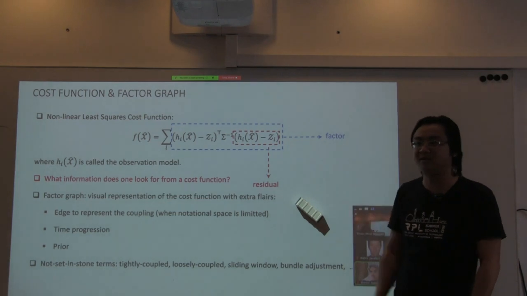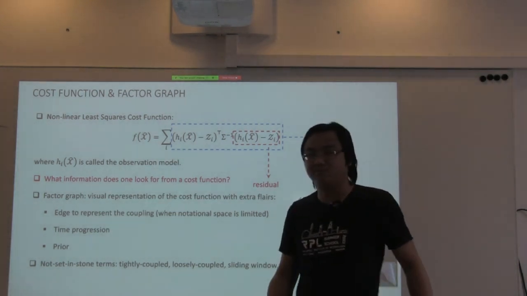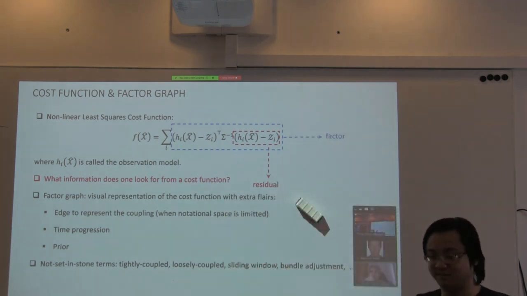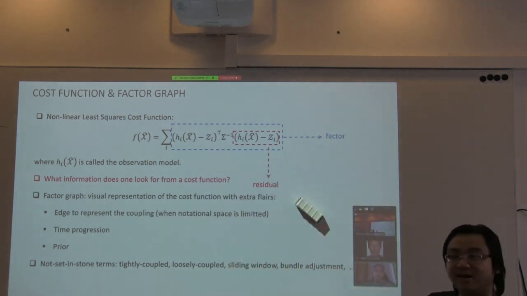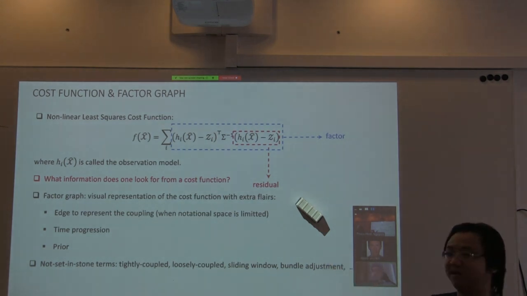So now the crucial question is, what information do you look for in the cost function? Just brainstorm. Like how to minimize it? Where is the zero? No, you don't worry, because if you already formulate it into a function, you just let it solve.